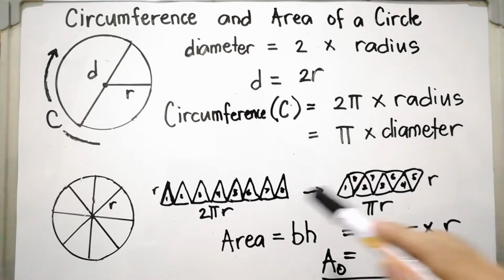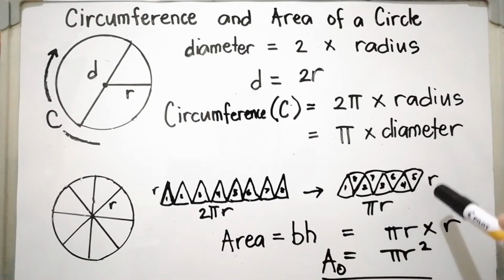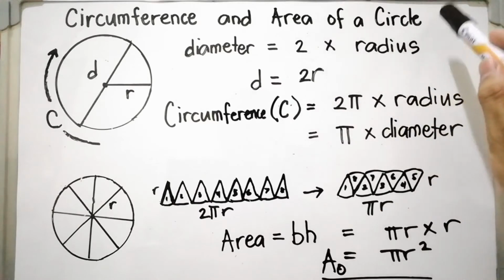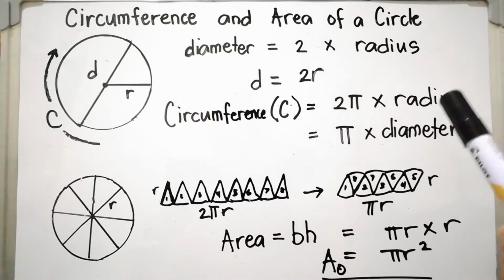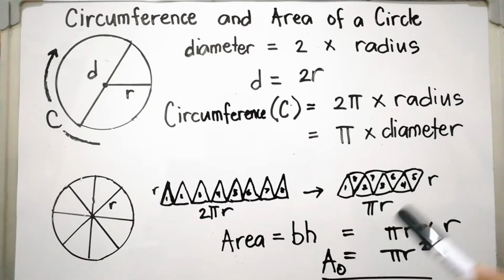Now, half of 2 pi r is pi r. So the height is r. The area of the circle is derived from the area of the parallelogram, which is base times height. So that is equal to, base is pi r and height is radius. So pi r times r, the area of the circle is pi r squared.